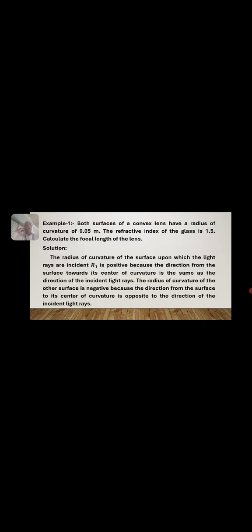In the previous period, we have seen the lens maker's formula. With the help of this lens maker's formula, we'll solve some examples. First example: both the surfaces of the convex lens have a radius of curvature of 0.05 meter and the refractive index of the glass is 1.5. Calculate the focal length of the lens.